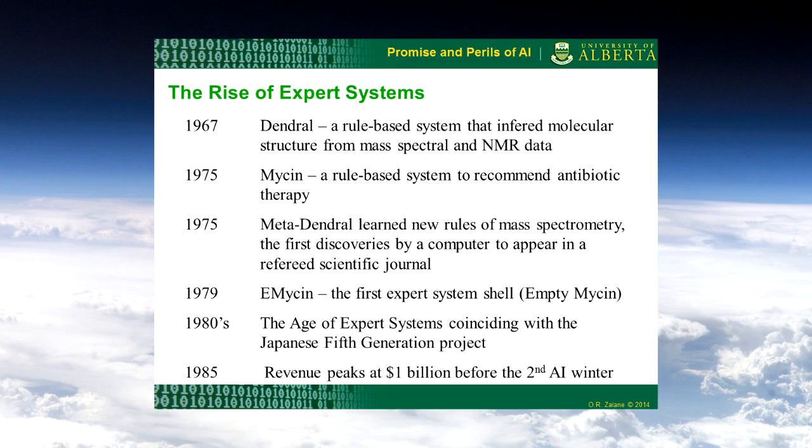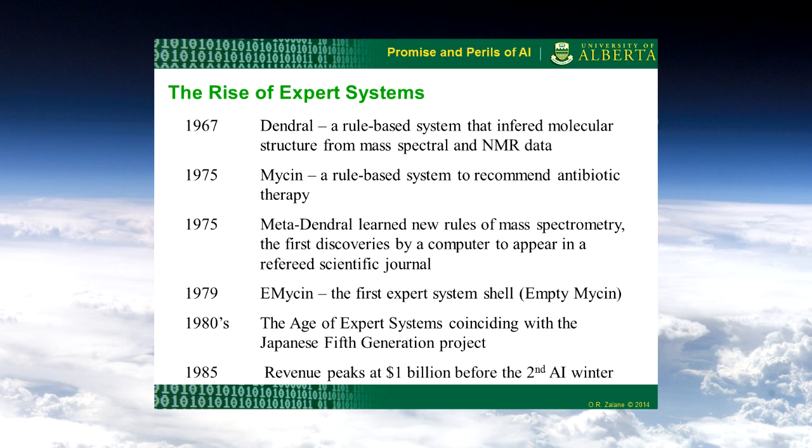And this started in the 60s, as I mentioned. The famous ones are Dendral, Mycin, then Meta-Dendral. So they created an expert system that can be generic. You can transform it into many other fields. E-Mycin in '79. And by the 80s, it became a huge business.